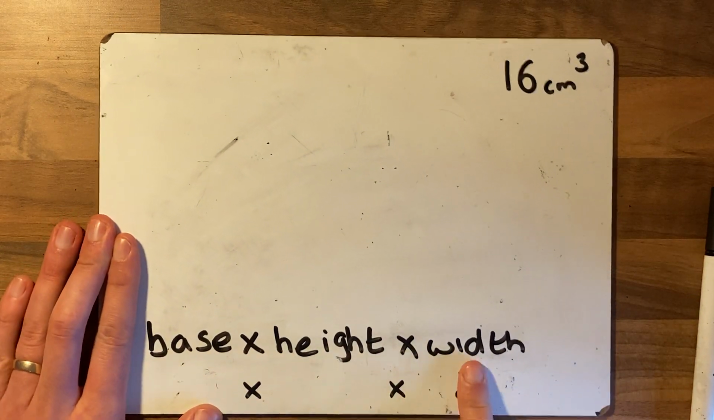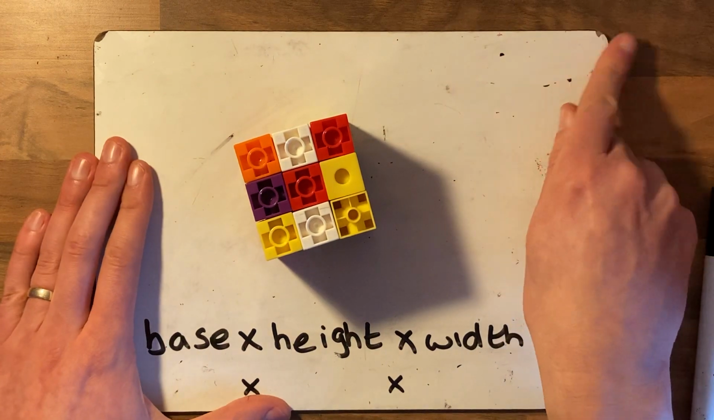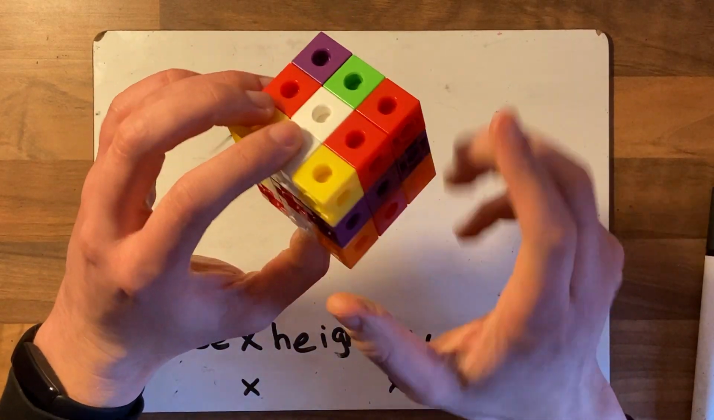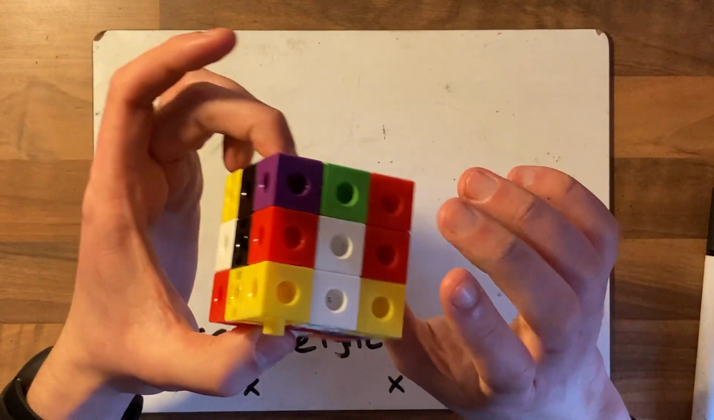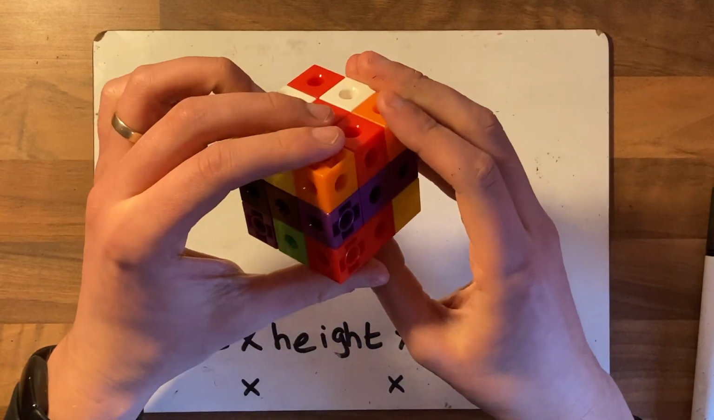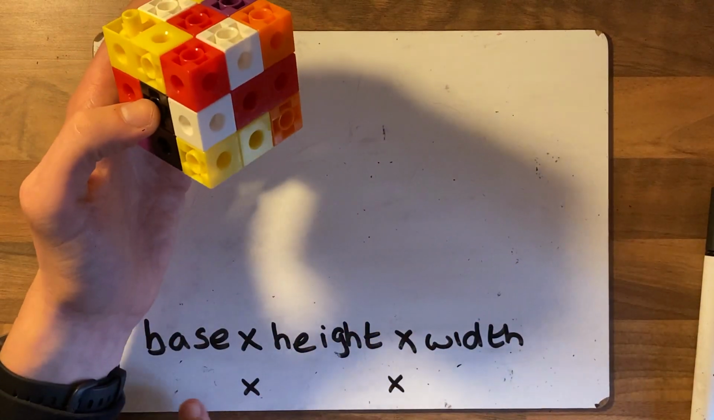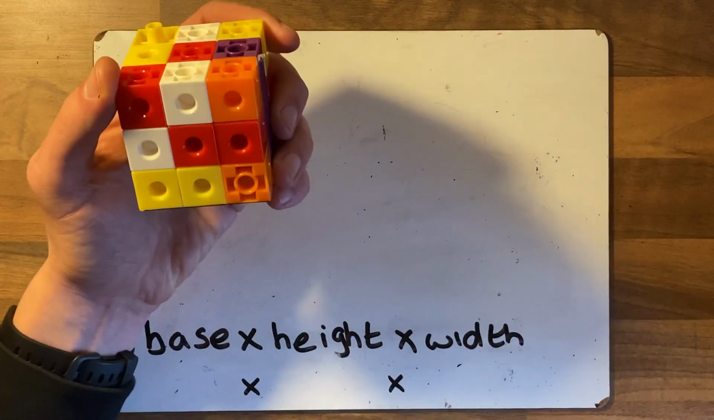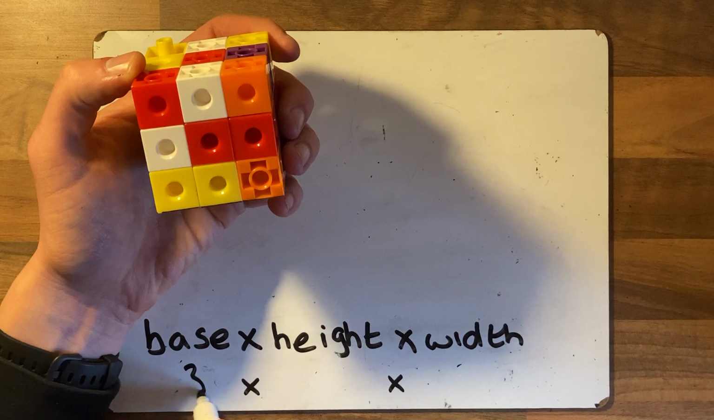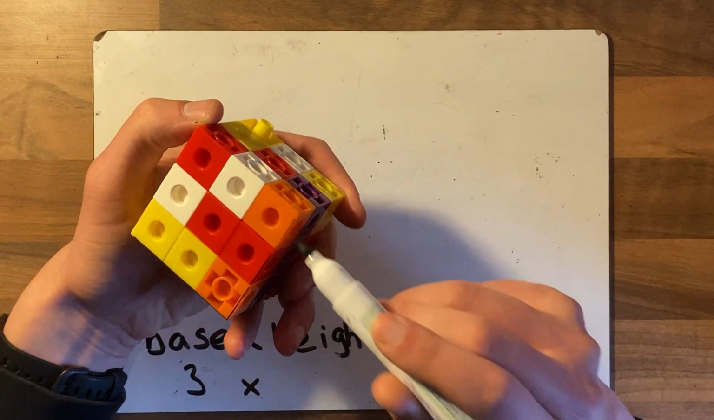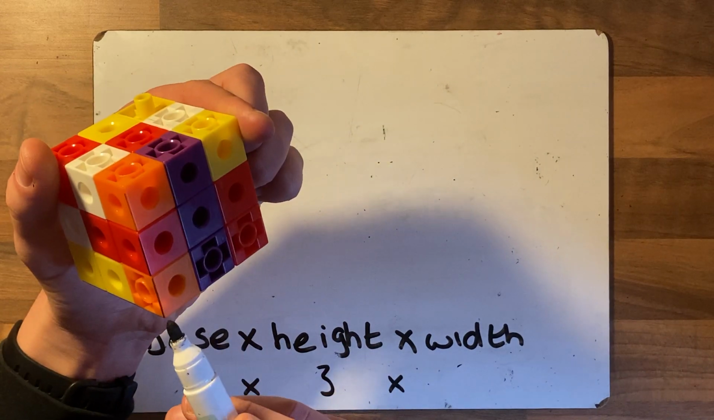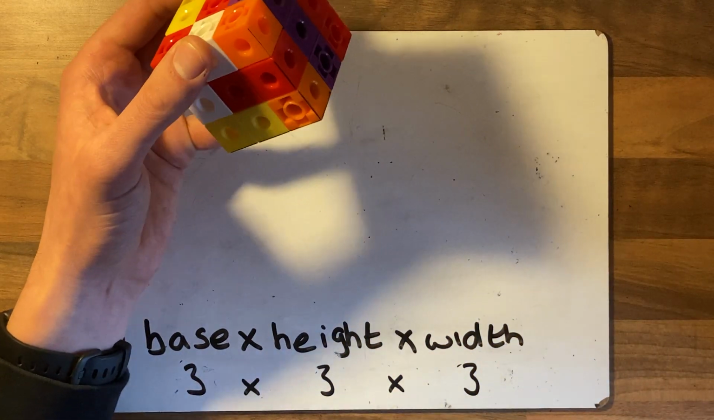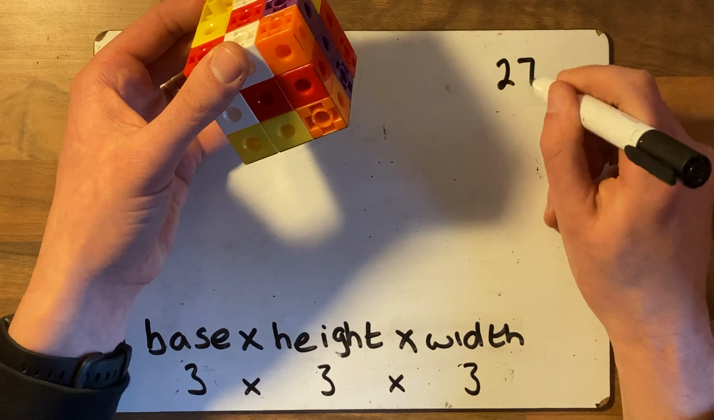Right, let's have another look at the multi-link again. Now we have this one here, it's a larger one. Now with this one, I could begin to count all these. However, there is a cube inside that I can't see, so I can't count it. So we need to rely, in this case, on this formula, base times height times width. So we can see here, the base is 3. The height is also 3, 1, 2, 3. And the width is 1, 2, 3 as well. So it's 3 times 3 times 3. 3 times 3 is 9, 9 times 3 is 27.